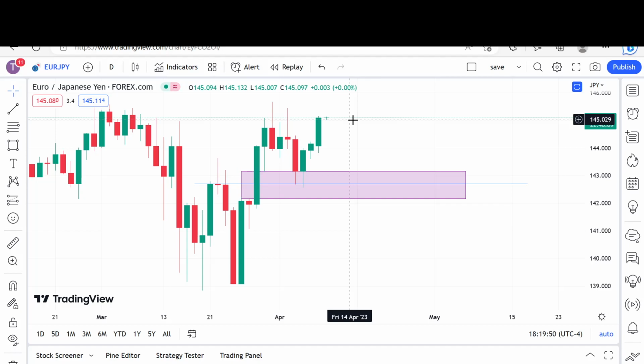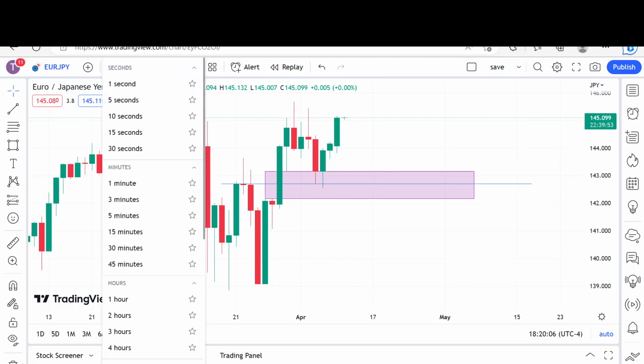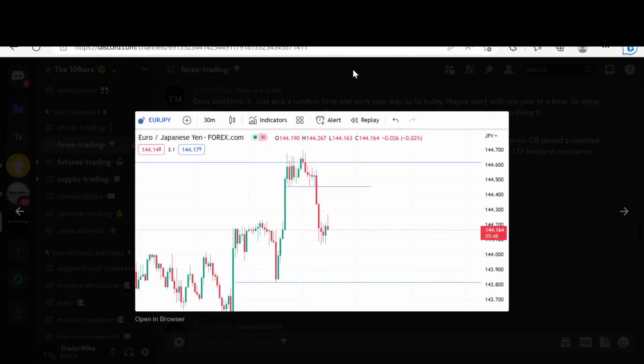So I don't know what was going through my head when I was looking at this morning. Again, I think I just got it confused with something else. But yeah, that was what happened on Euro JPY. And let's see, right here, I posted an intraday chart. See that? So this is a lower time frame level of resistance, these old lows right here inside of the fair value gap on the 30-minute chart.